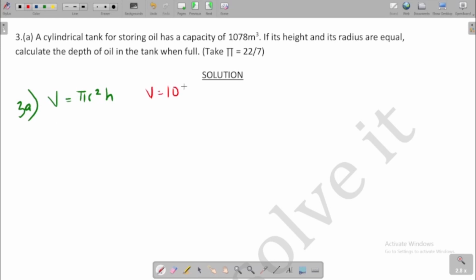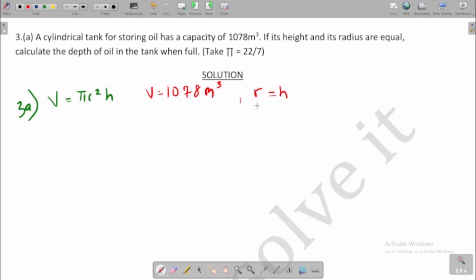V equals 1078 meter cube, and we have our r to be the radius. But we look at the question: if its height and its radius are equal, that is, if you have the r, which is the radius, to be equal to the h, so that is we have the same value for the height and the same value for the radius. So from here you can see our r is equal to our h.